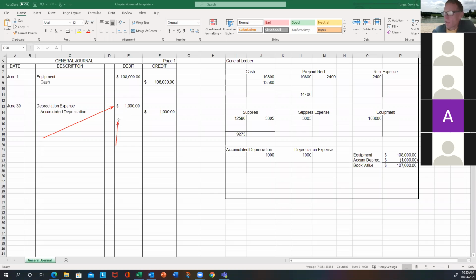So the question came up, what would happen at the end of July? Let me go one step farther. So let's say we were into the end of July and we got to July 31st and we did another adjusting entry.